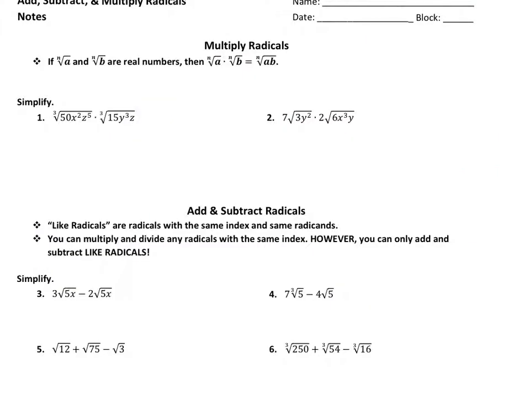All right, now we're going to look at operations with radicals. First, we're going to look at multiplying. So if we look at our rule at the top, when we multiply 2 radicals that have the same index, we can really just multiply them and put them under 1 index. So if I look at example 1, I'm going to combine this and put it all under 1 index. So I'm going to have the cube root of, well, 50 times 15 is 750.